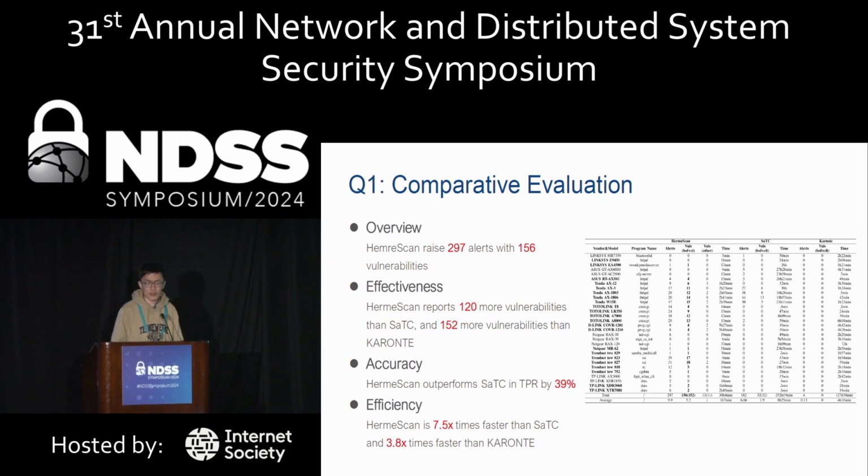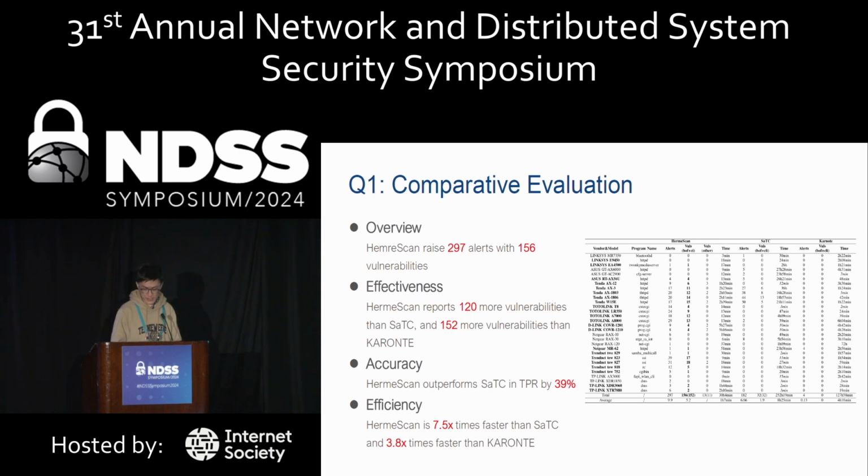We first compare the number of vulnerabilities discovered by HermeScan and SaTC and KARONTE. HermeScan receives 297 alerts with 156 vulnerabilities, which is far more than SaTC and KARONTE. For accuracy, HermeScan outperforms SaTC in true positive rate by 39 percentage points.